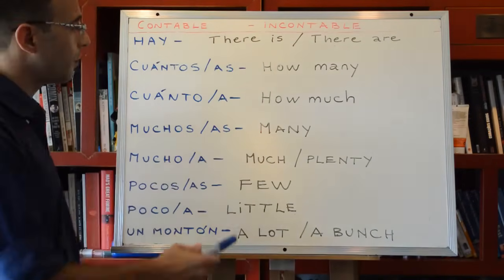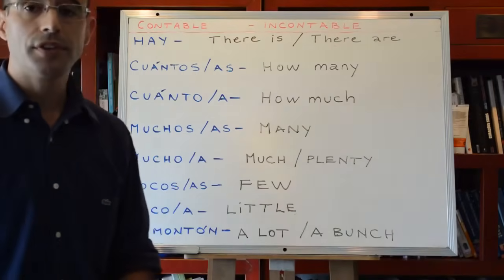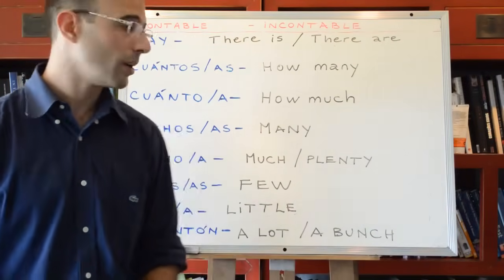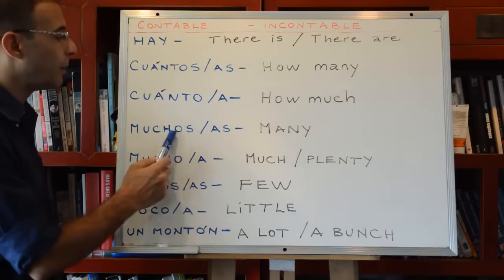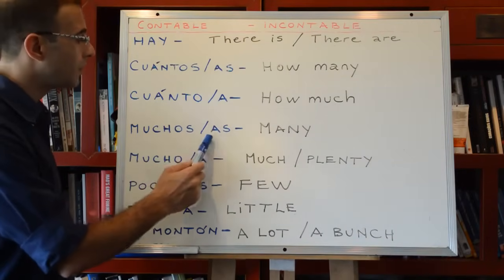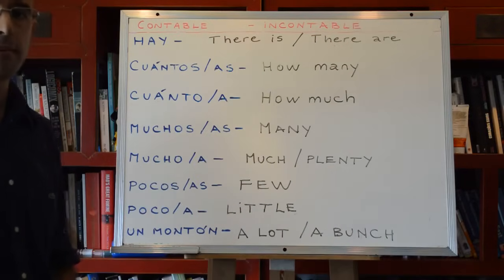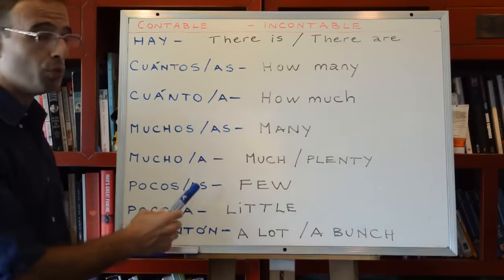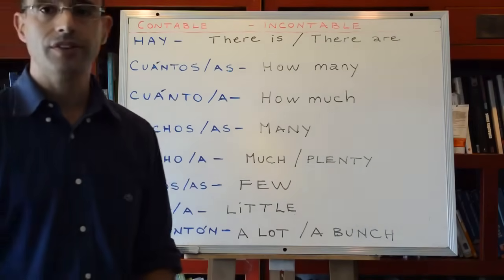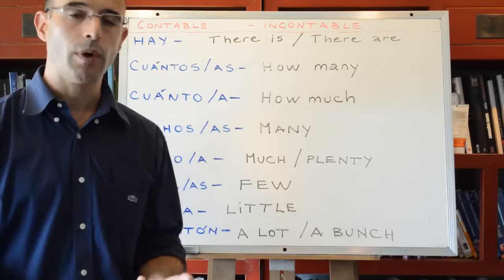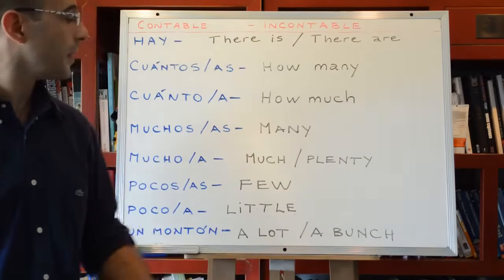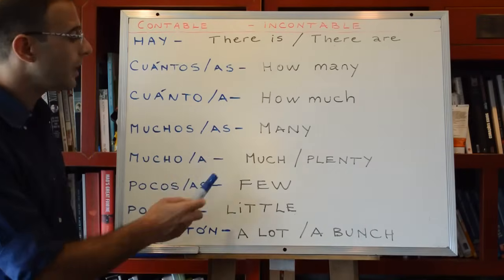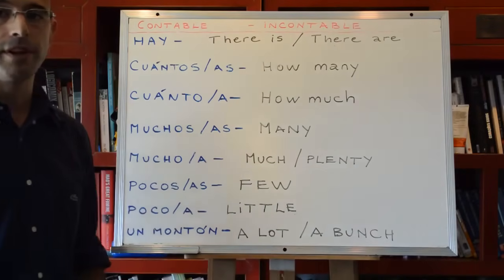Muchos y muchas para many, o sea, para indicar una cantidad de algo que puede contarse. Muchos son cosas contables masculinas y muchas son cosas contables femeninas. Ahora tenemos mucho y mucha para cosas que no pueden contarse, como el agua, el dinero o el aire. Mucho para incontables masculinos y mucha para incontables femeninos.